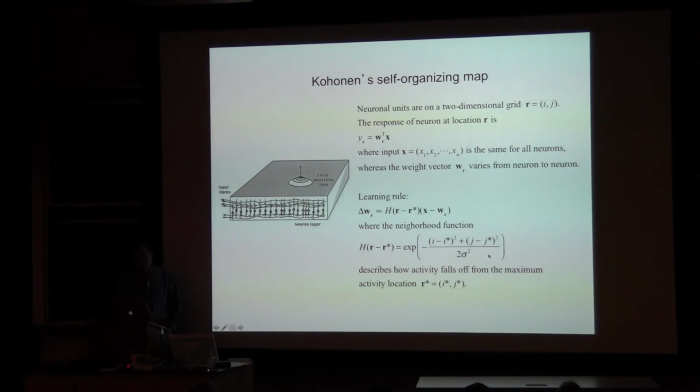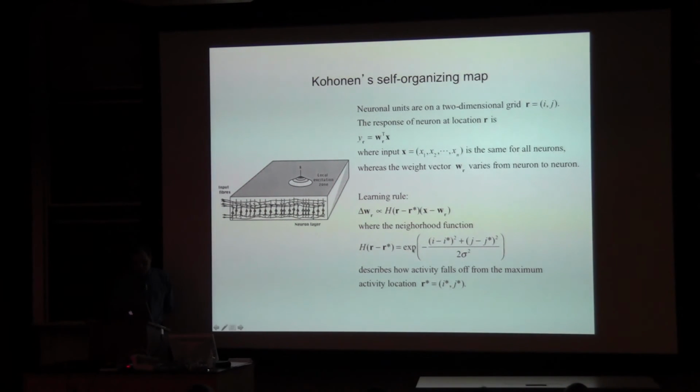If the distance is small, close to zero, this exponential function, like a Gaussian, is close to one. When the distance increases, this function drops monotonically, approaching zero. For any cell far away from the winner, this neighborhood function h would be close to zero. Nothing happens, and you don't change the weight. So you change the weight only when you are close to the winner.